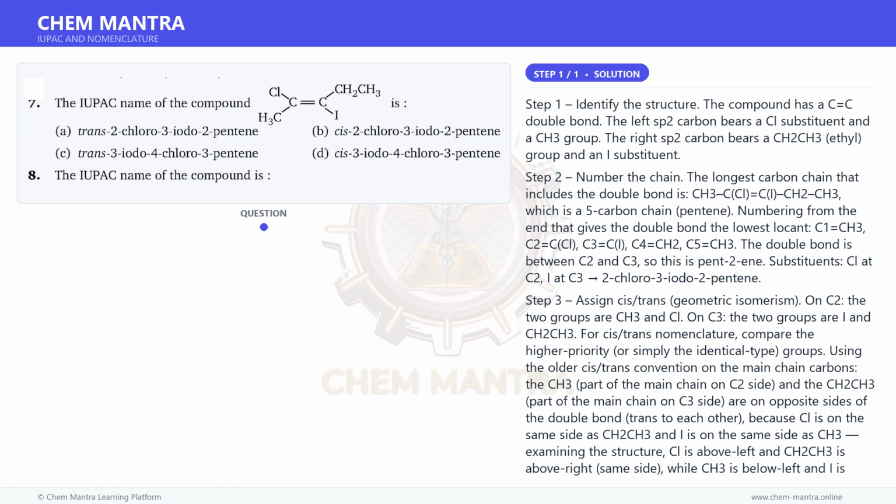B. cis-2-chloro-3-iodo-2-pentene, wrong stereodescriptor. C. trans-3-iodo-4-chloro-3-pentene, wrong numbering, double bond gets higher locant 3 instead of 2. D. cis-3-iodo-4-chloro-3-pentene, wrong numbering and wrong stereodescriptor.